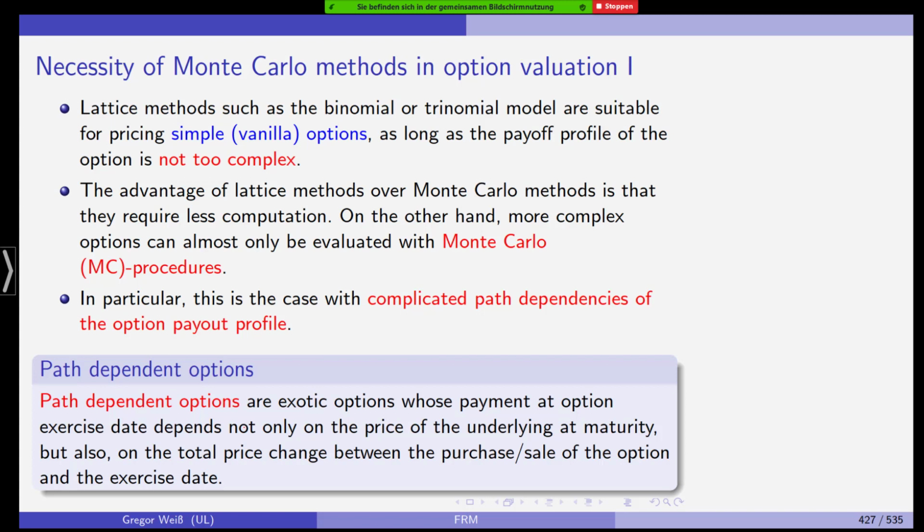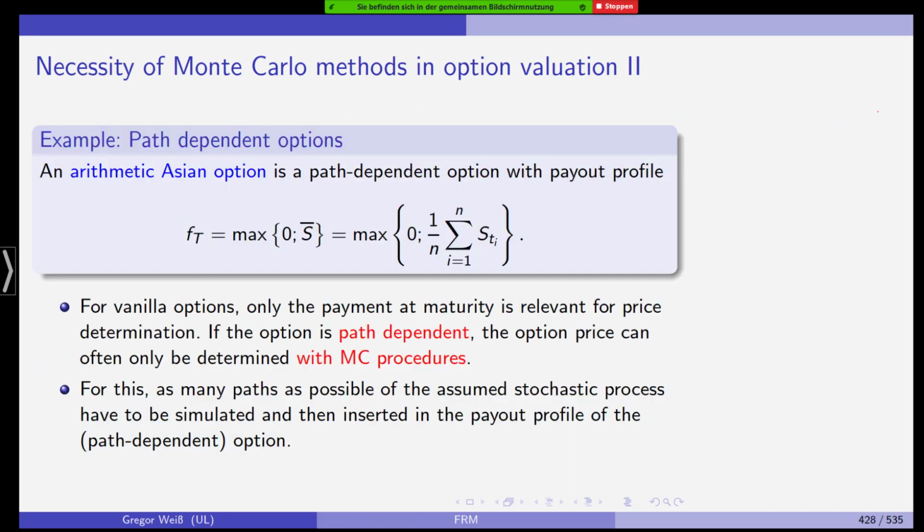What are path-dependent options? These are exotic options whose payment at option maturity depends not only on the final price of the underlying at maturity, but also on the time evolution of the price. So, for example, we've seen many options for which we only took the final value. But if you take now, for example, the minimum, or the maximum, or the average of the price, and compute the option payout based on this time evolution of the underlying price, then it's what we call a path-dependent option.